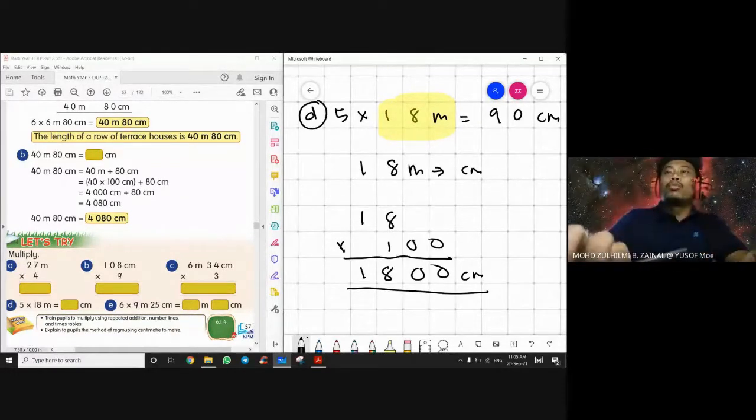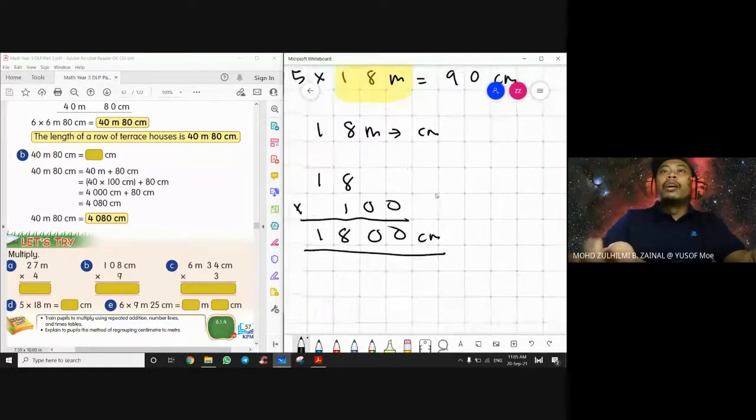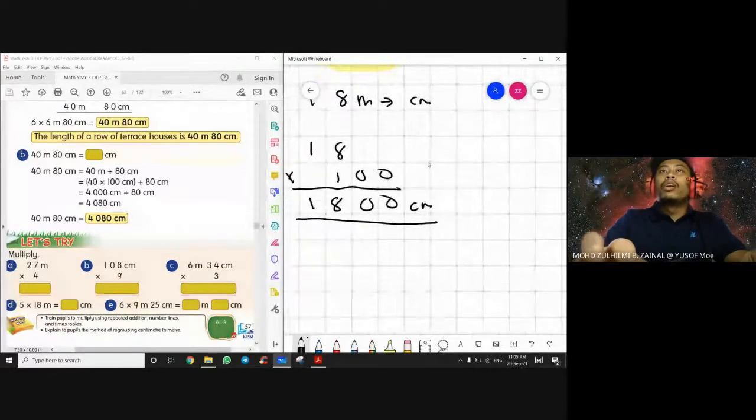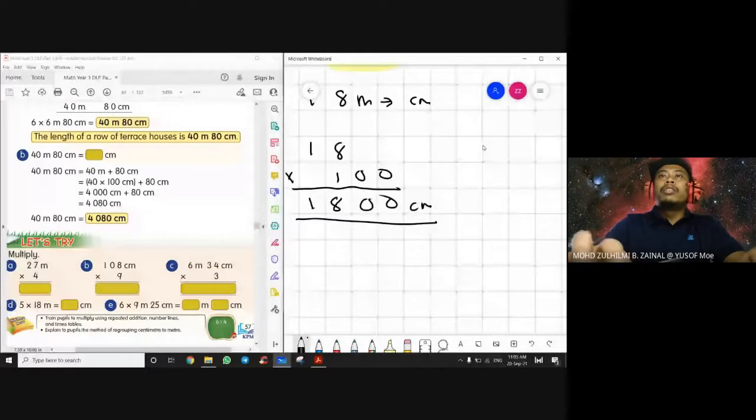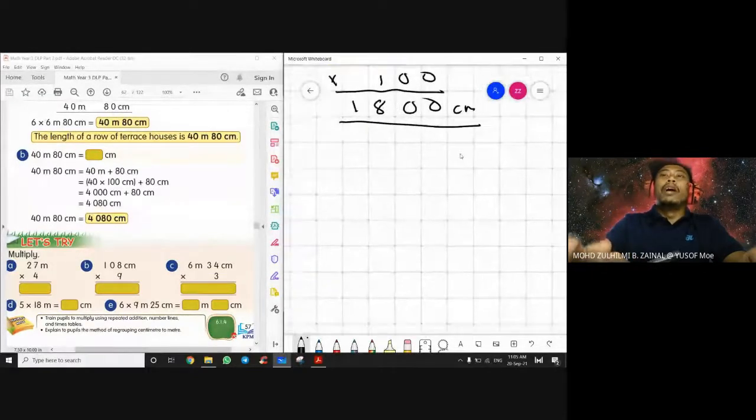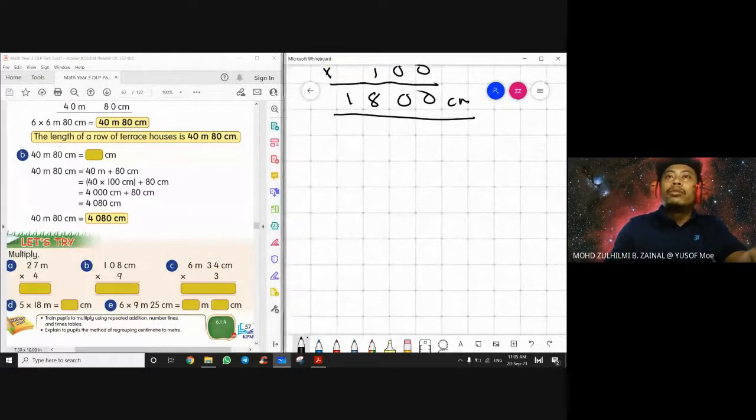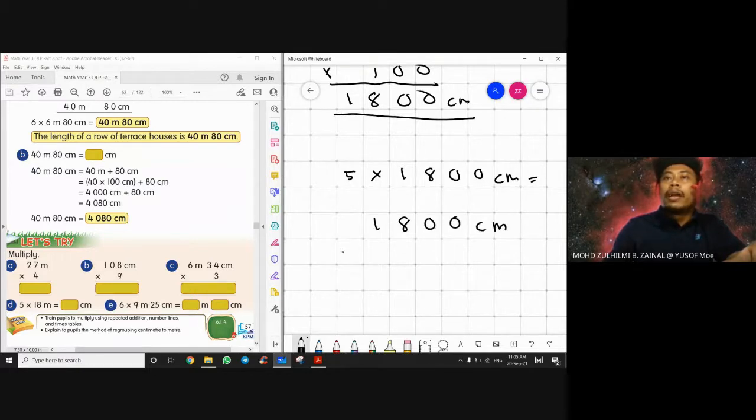Okay, yang ni kalau kita tukar terus. We start with the converting the unit dulu. Kita tukar terus. Okay, so 18,000 tu, 80,000 pula. 1,800 tu, kita times dengan 5. Okay, 5. Then kita copy down question tadi. Tadi kita dah tukar 18 tu jadi 1,800. So, 1,800 centimeters. Alright. Then, kita buat 1,800 cm times 5.